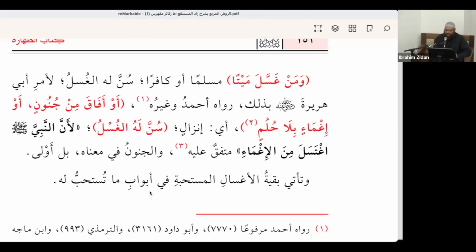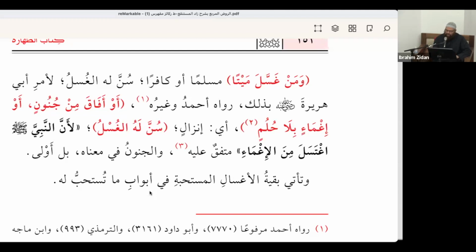أو إغماء بلا حلم. أو إغماء, fainted, and then he gained consciousness. It's only recommended, but with the condition بلا حلم. Al-hulum is أي إنزال. If semen came out, whether he is in a state of junoon, insanity, or إغماء, or fainted, or even slept, of course, then the ghusl becomes obligatory upon him. So that's why he says بلا حلم. So if someone washes a dead or was insane and gained consciousness, or fainted and gained consciousness without, of course, what necessitates the ghusl, semen coming out, then ghusl is only recommended.